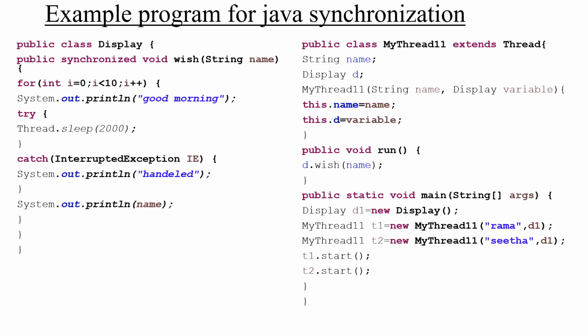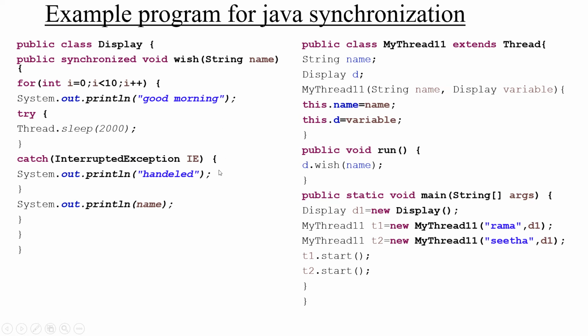Now, you don't know, the thread scheduler may give a chance for either t1 or t2. If the thread scheduler gives a chance for t1, then it will become d1.wish(Rama), and the output I will get is good morning Rama. But if the thread scheduler gives a chance for t2, then it will become d2.wish(Sita), and it will become good morning Sita.